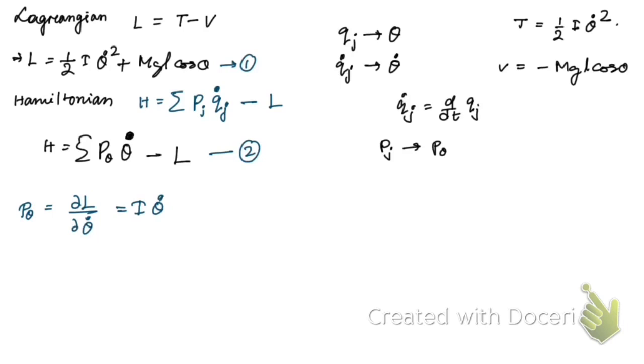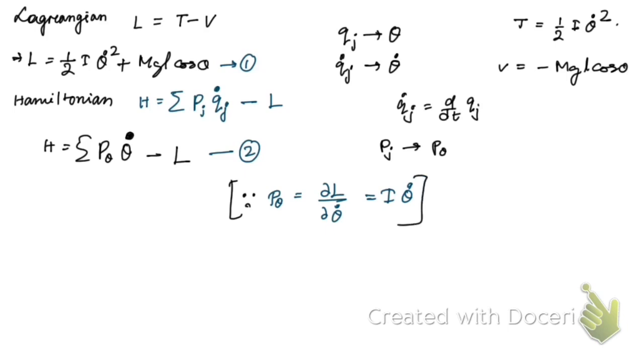Now let me use this result in equation number 2. So if we use this result here, we get summation I theta dot into, again, theta dot, minus L. That's what we're going to have. And here you see one more thing. Let's put the value of L as well.